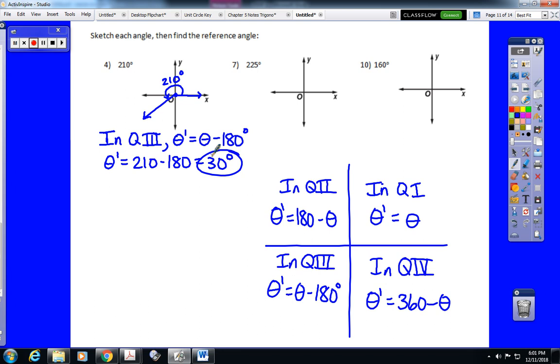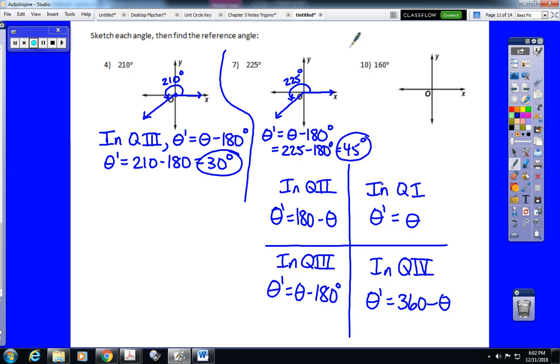So we're going to do two more examples here, and then I'm going to again suggest that you pause the video and try the next three on your own before I do them on the next slide. And again with the last three. 225 is also in quadrant 3, so it's going to have a very similar picture. We're going to start off drawing an angle in the third quadrant and labeling it 225 degrees. Then we're going to say the reference angle for quadrant 3 is the angle minus 180 degrees. So that would be 225 minus 180, or 45 degrees would be the reference angle.